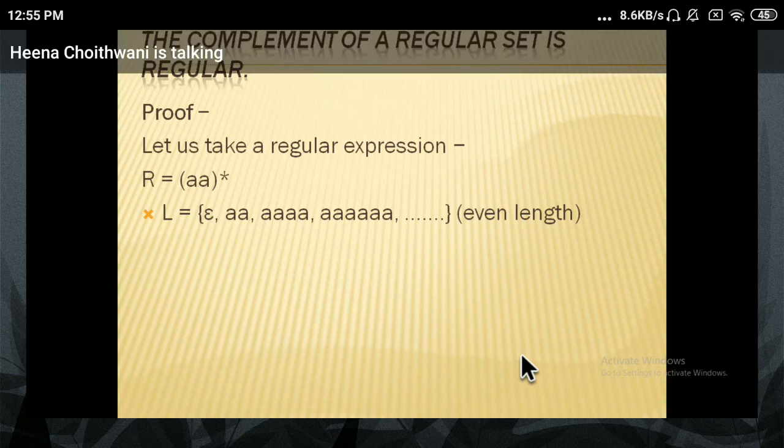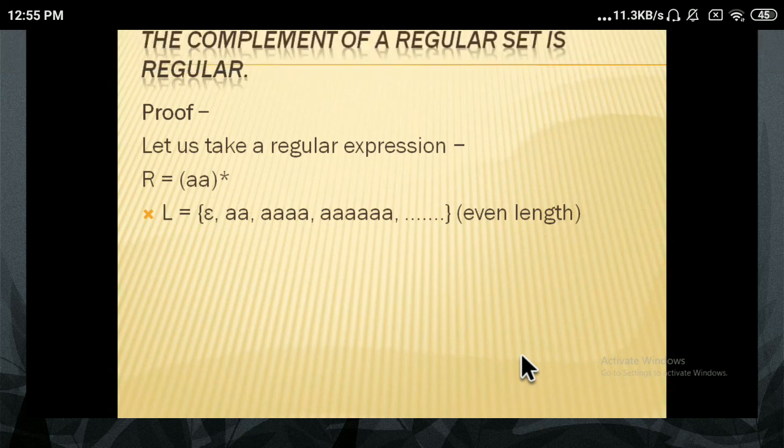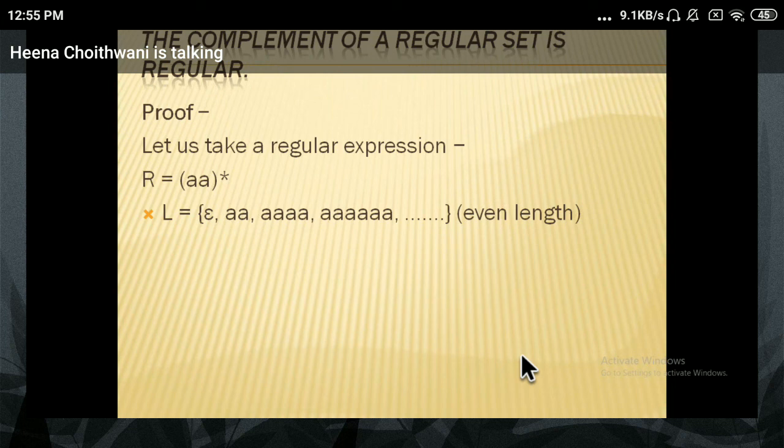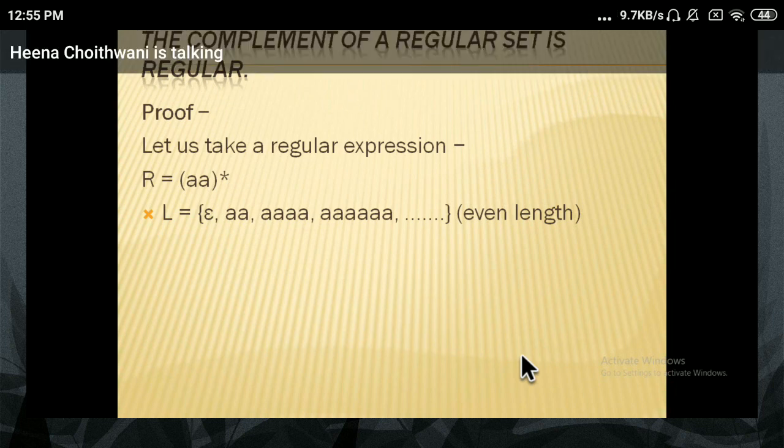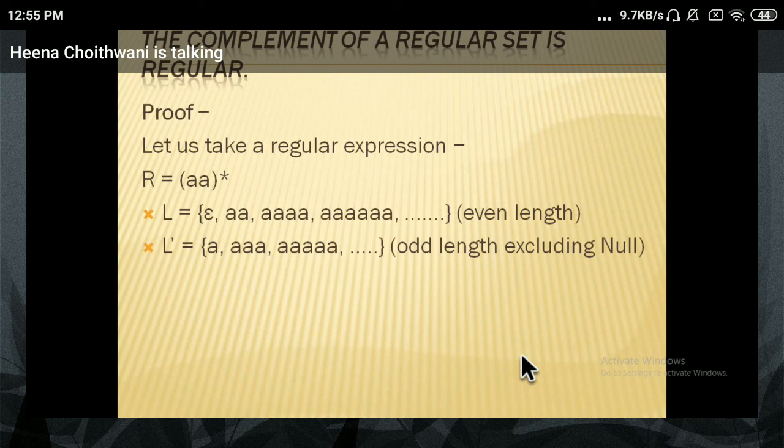We have A, we have triple A. Yes, Priyanka, we have 5 times A. So can we say all possible strings of A in odd length, right? Will it include epsilon? No, we will not be having epsilon in the complement. Check it. So my L complement is nothing but A, triple A, 5 times A, and so on. That is odd length excluding epsilon.